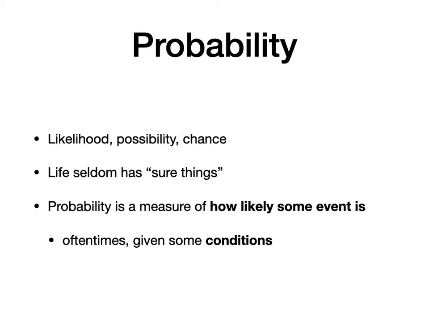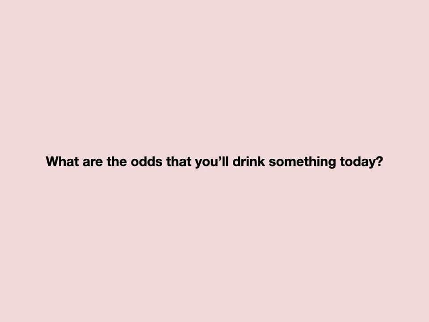So, probability. Essentially, it's the likelihood, the possibility, the chance that something might occur. Life seldom has sure things. You can often represent the possibilities that things may happen in the world as probabilities. So, essentially, it's just the measure of how likely a given event is. And sometimes that event will have certain conditions that might trigger it or go with it as well. So let's just do a simple warm up.